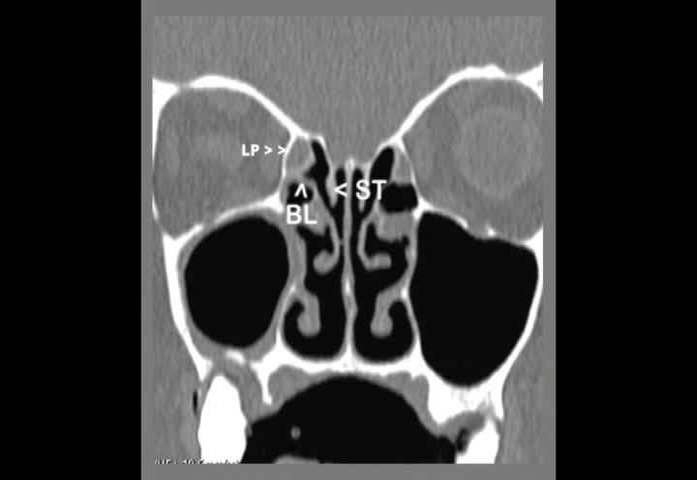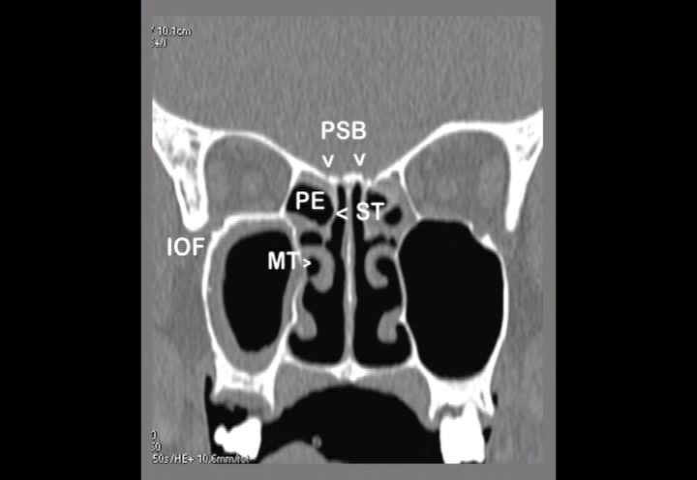In the still posterior cut, you can see that the middle turbinate on the right side ends in the lamina papyracea, and that's the basal lamella. And so you can see behind it will be the posterior ethmoid. The superior turbinate is seen here. These cells become larger, more rectangular, and they are not rounded. Here you can see that the skull base, posterior skull base, is thicker.